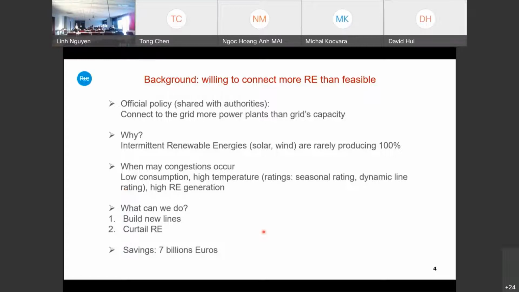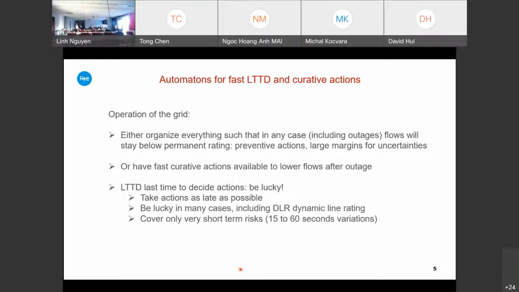So the idea is that we don't have to do so much curtailment so often. This is why we have savings. Now, automatons for fast, last time to decide and corrective actions. Last time to decide means we want to take actions at the latest time possible.